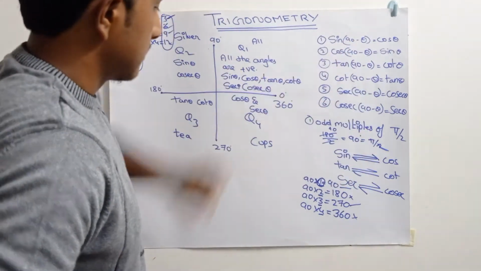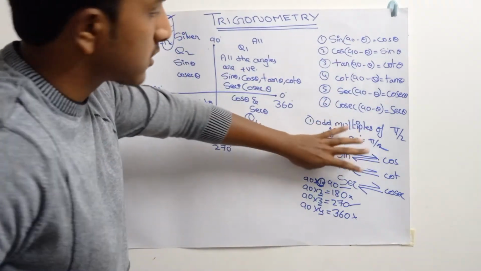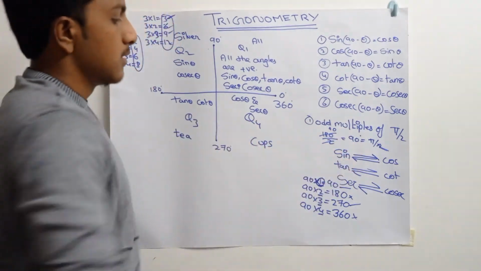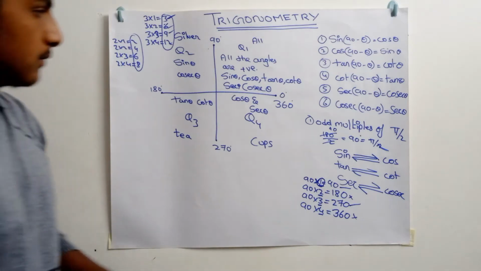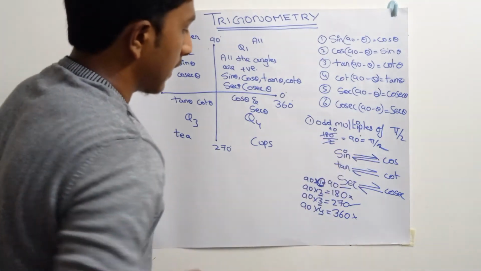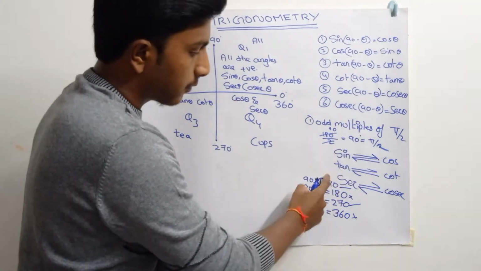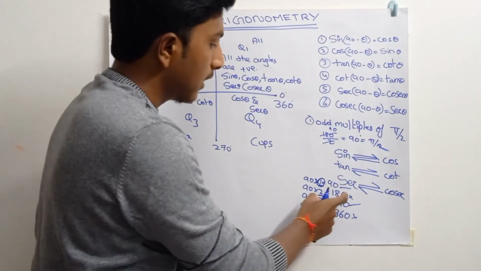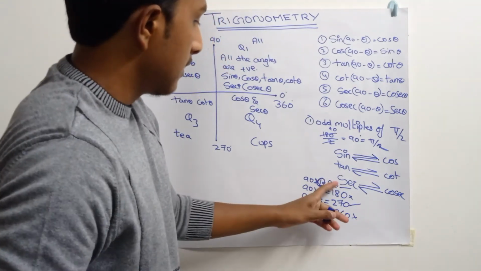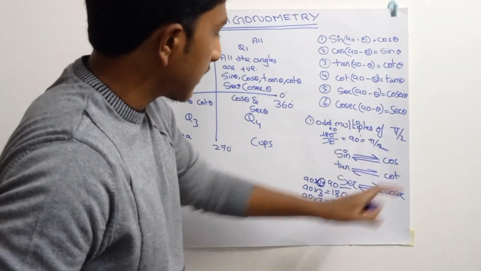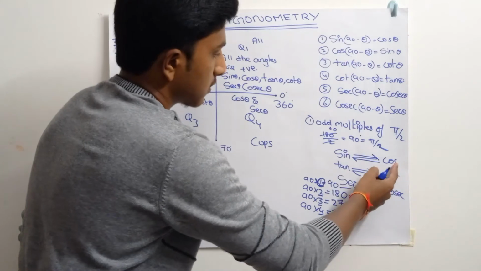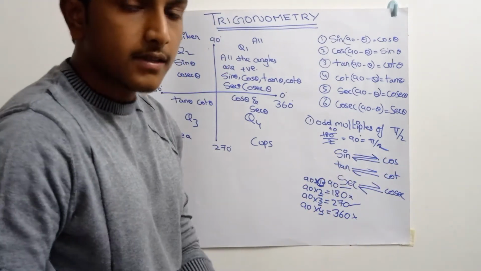I'll explain this in just a minute. Did you guys get this about odd multiples? Are you sure? Odd multiples of pi by 2. These are the multiples of pi by 2. That means 90. Here 90 and 270 are odd, and 180 and 360 are even. Whenever the odd multiples are there, 90 and 270, sine becomes cos, cos becomes sine. Guys, did you get it?